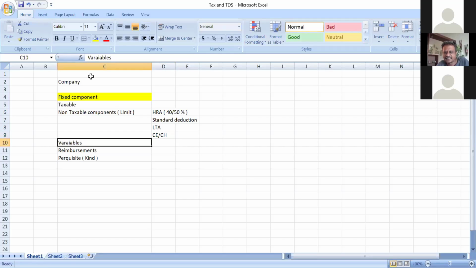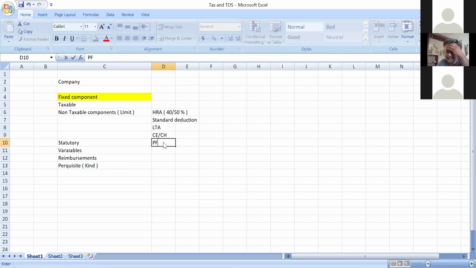These are the fixed amounts. Then you could get some other aspects. I'm sorry, before this there are also some statutory components, which could be your PF, correct? And this is tax free. So all these will be first removed from your taxable amount. Variables are fully taxable.